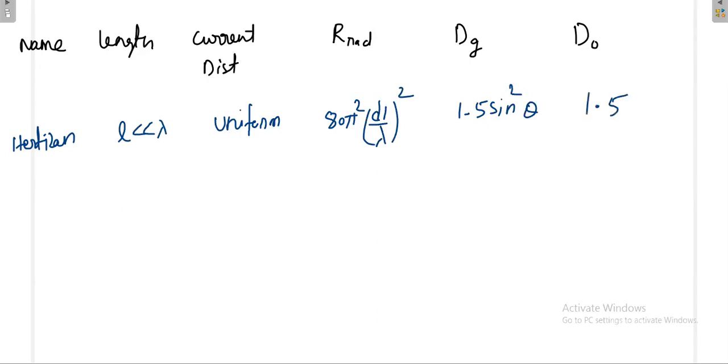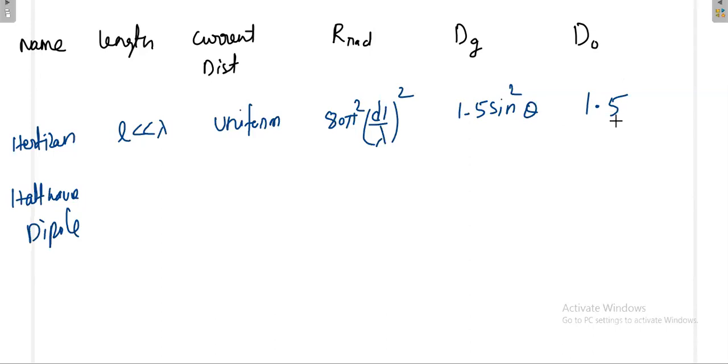Then half wave dipole. Of these, the radiation resistance and current distribution are things we already know; these two parameters are something new. Simply remember this value. In the exam they will ask what is the directivity of an infinitesimal small antenna or Hertzian dipole antenna. That is simply 1.5.